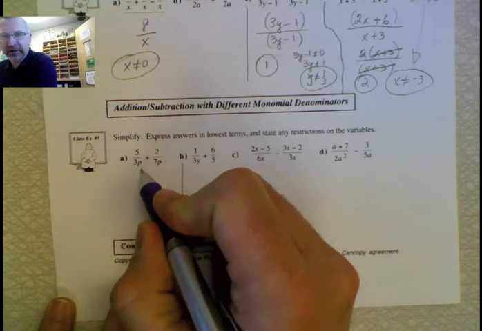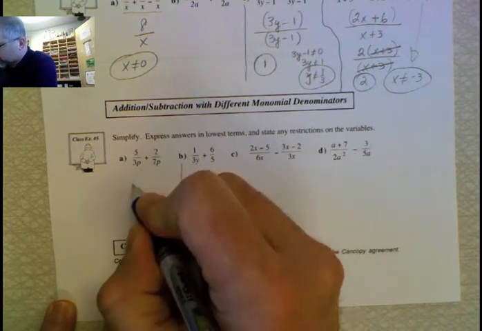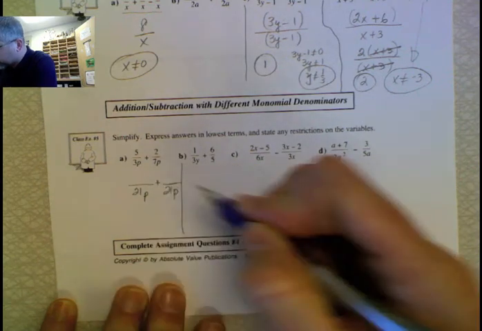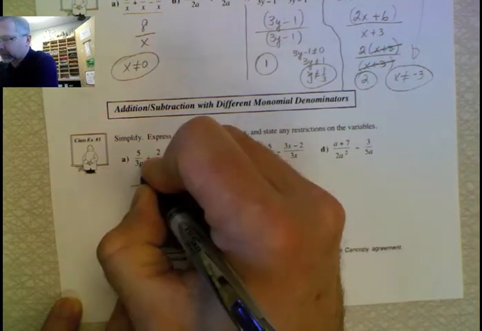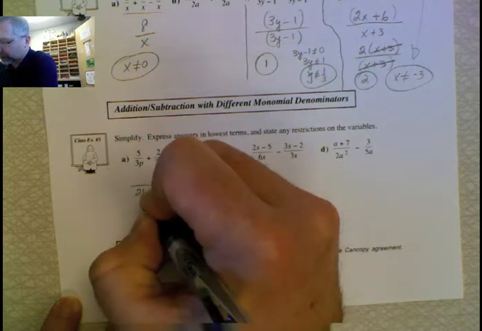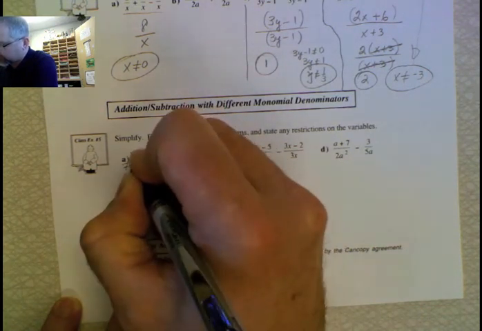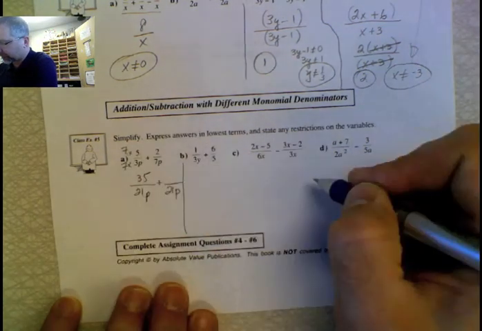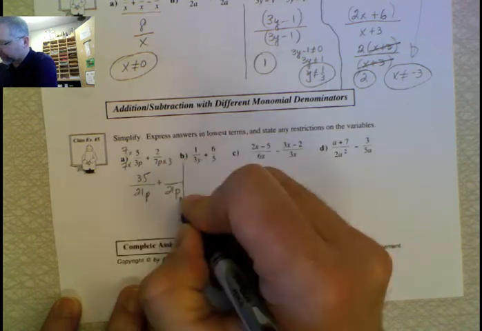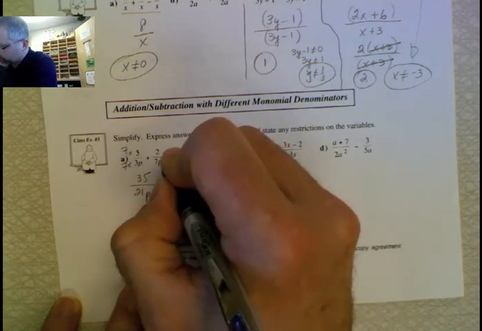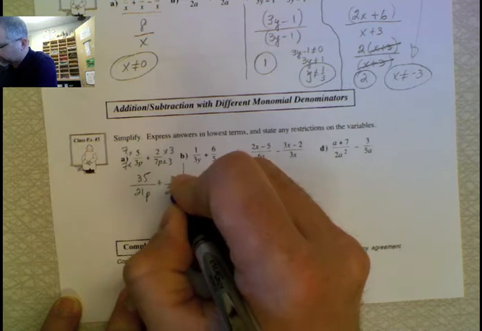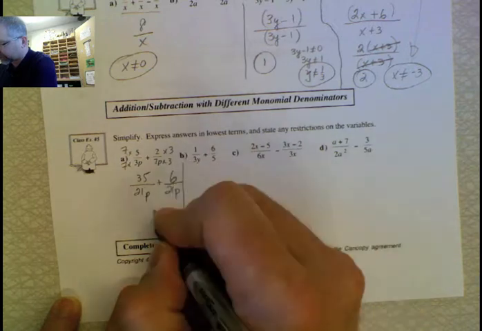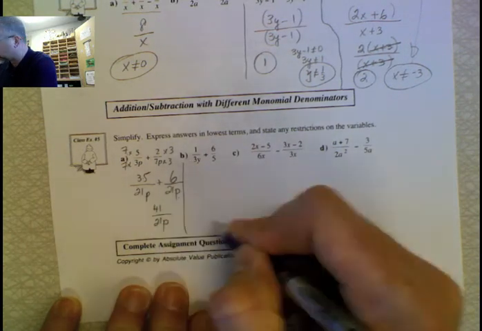So if we look at the first question, 3 times 7 is 21, and we have a p in each denominator, so we'll leave that p in each denominator. So what did I have to multiply 3p by to get 21p? I had to multiply it by 7. So I have to do the same thing to the numerator. 7 times 5 is 35. 7p got multiplied by 3 to give me 21p, so I have to multiply the numerator by 3, and I get 6. So when I add this together, 35 plus 6 gives me 41 over 21p.